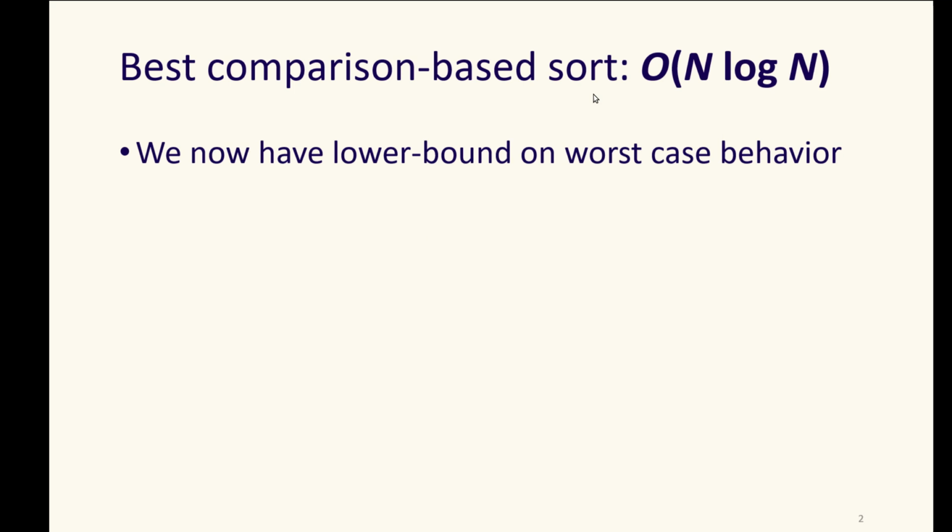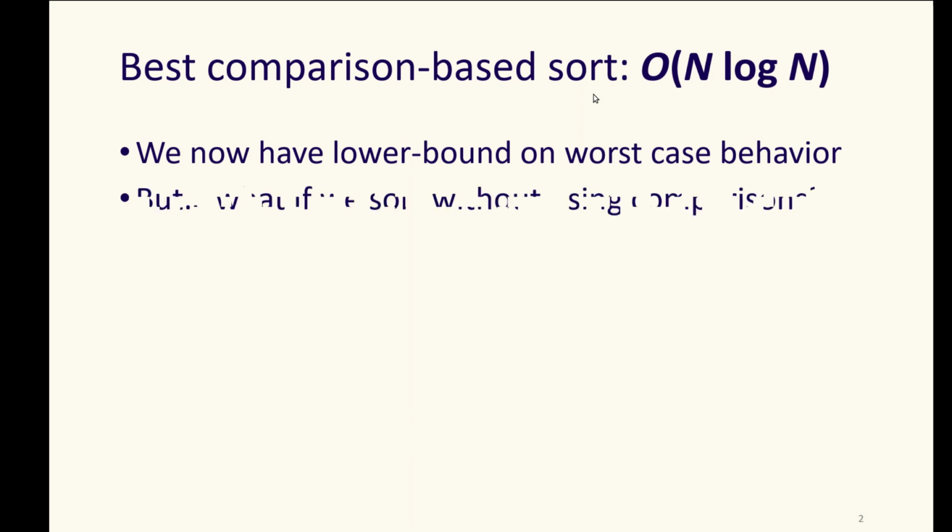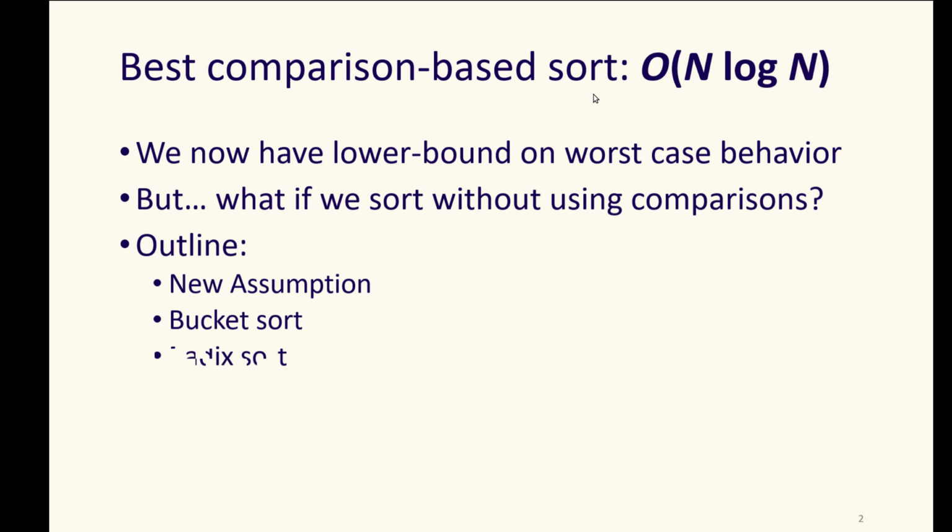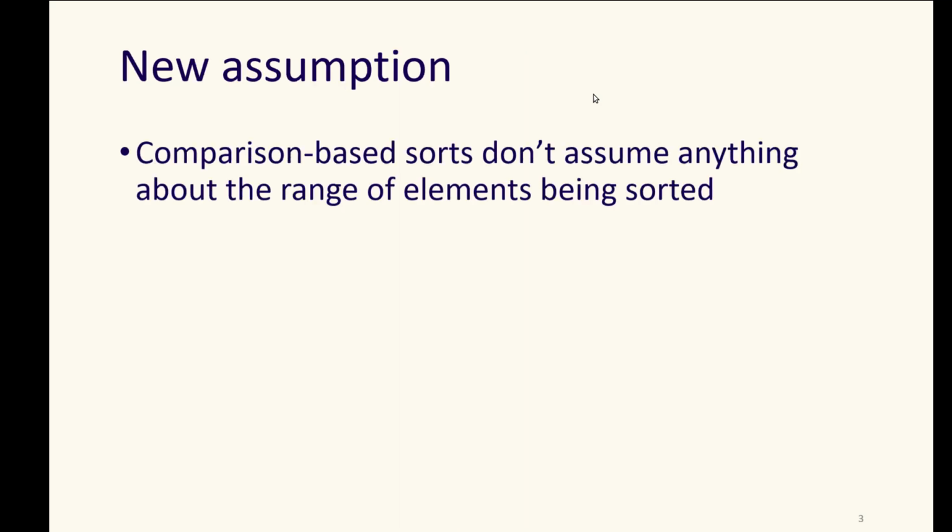So we saw that our best comparison-based sort was O of n log n. We can't do better than that if we're comparing items to items. So we have a lower bound on the worst case behavior of comparison sorts. But if we sort without using comparisons, we might be able to try different approaches that get us there faster, surprisingly. So the comparison-based sorts that we've looked at don't assume anything about the data that we are sorting.